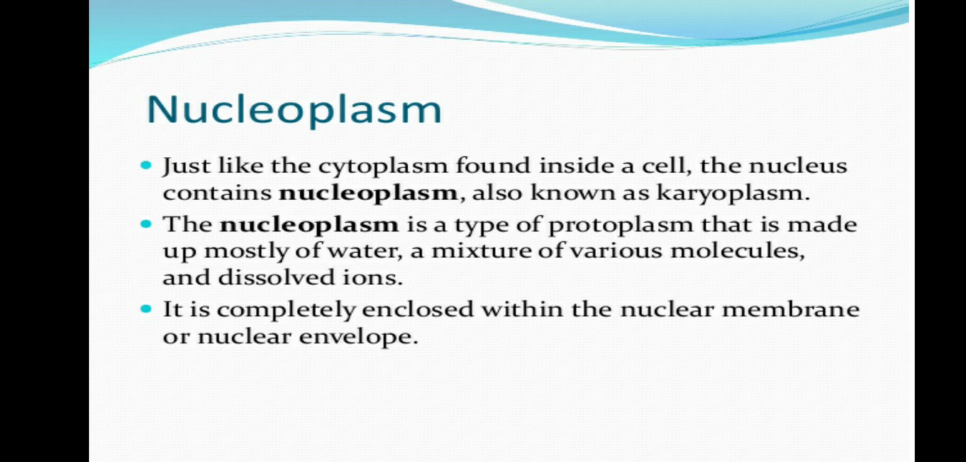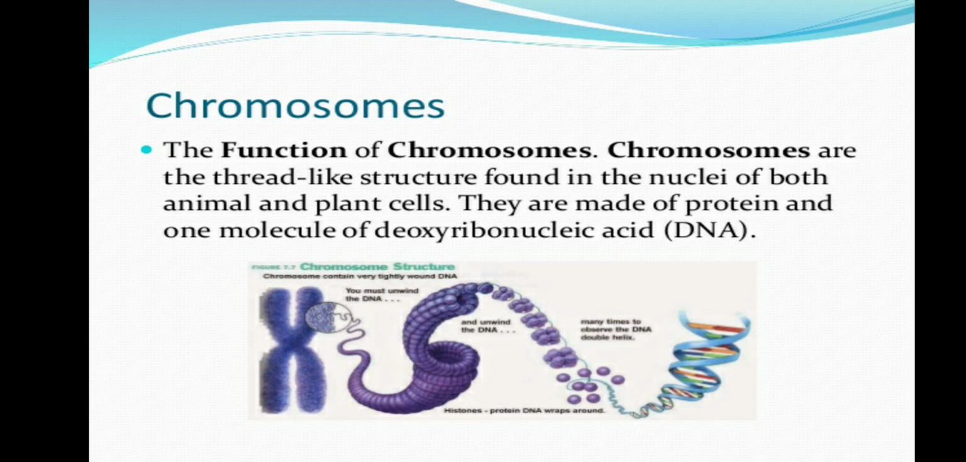Nucleoplasm is just like cytoplasm. Okay, it is a dense jelly-like fluid substance present in the nucleus. Mainly it consists of water, dissolved ions, and RNA molecules. Now, the thread-like structures which are present in the nucleus are known as chromatin.